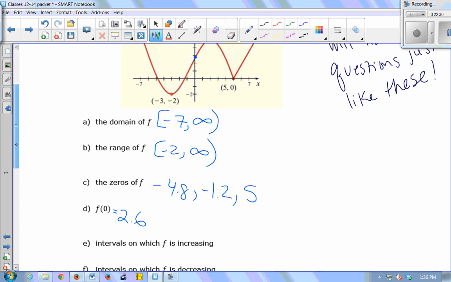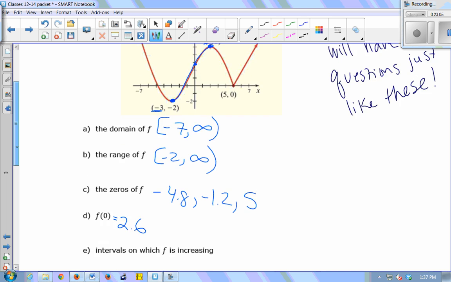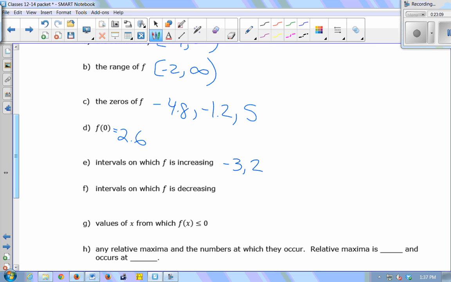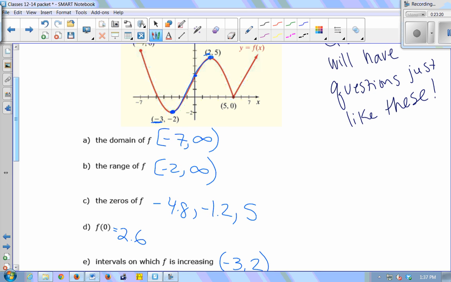All right, intervals where f is increasing. Give me one interval where f is increasing. -3 to 2. So when you give intervals where a graph is increasing or decreasing, you only give x coordinates. So it's increasing right here, right? From this point to this point. But you only give x coordinates as the address for the interval where it's increasing. So you say -3 to 2. And when I'm doing increasing and decreasing, I always put open brackets because that single point at -3 and at 2, it's not really increasing or decreasing there. That's the point where it's changing, right?